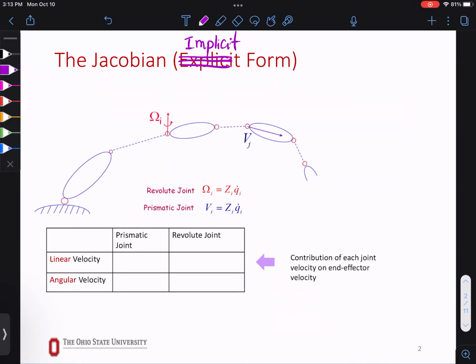Now, there could be linear velocity and angular velocity. Same things, right? We talked about this before. But we're going to see the distribution of each. And then we will put them all together, and that becomes our implicit method for the Jacobian. So if we have prismatic joints, our linear velocity would be v, right? Let's say v. I will call it J for the prismatic joint.